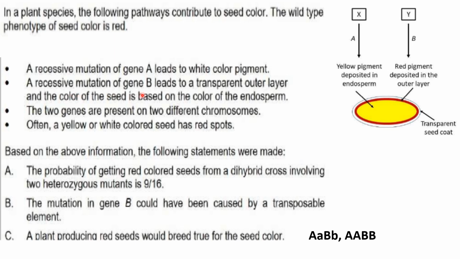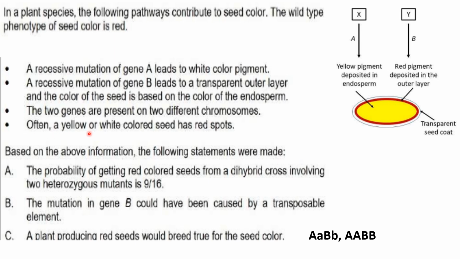A recessive mutation in gene B leads to a transparent outer layer. Now if there is a mutation in B, this marked red region will be transparent and the color of the seed is based on the color of the endosperm. So if A is not mutated but B is mutated, it will be yellow seed color, not red. Now if A is mutated, it will be white, and B is not mutated means it will be red seed coat color. The two genes are present on two different chromosomes.